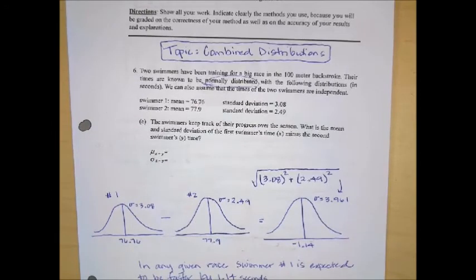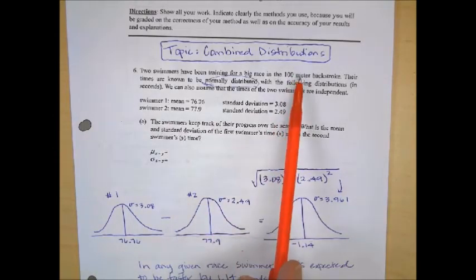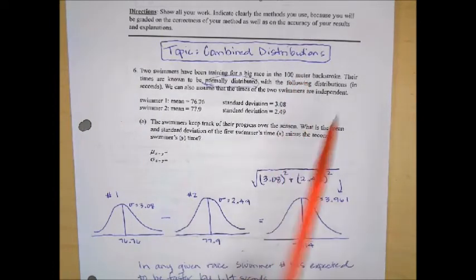Problem number 6 is a combined distribution problem. We did many of these. Sometimes we added the two distributions. In this particular one, we're going to subtract them because it's a comparative. It's a head-to-head competition of one versus the other. So I'm getting a little ahead of myself. The information is all about these two swimmers who are swimming the 100-meter backstroke. They have established enough times of doing this that we can see that their data is approximately normally distributed.